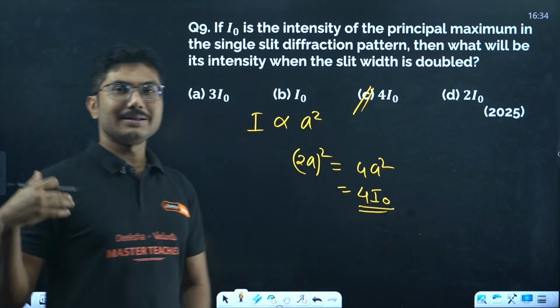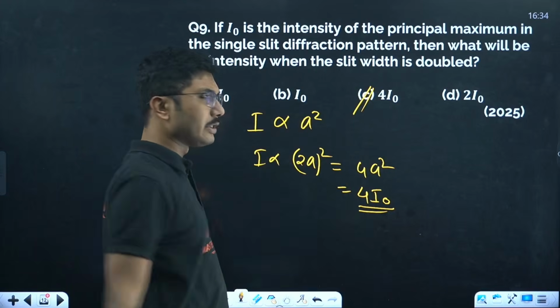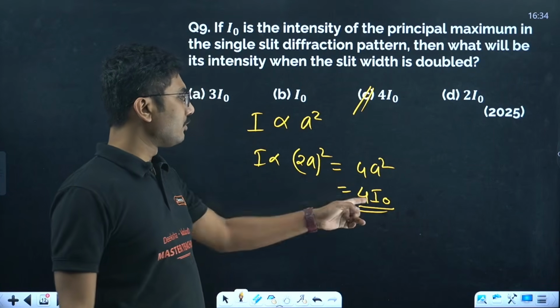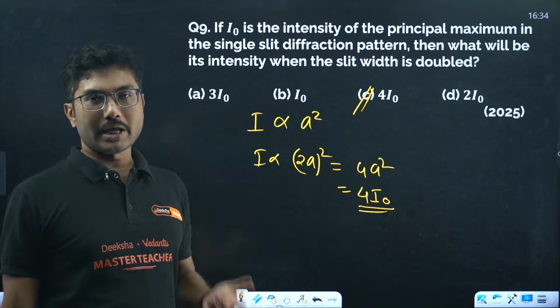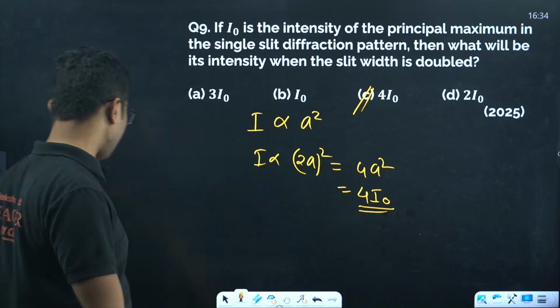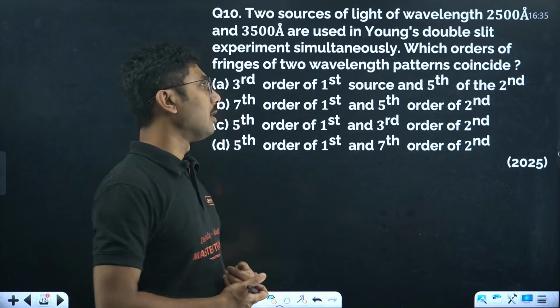So if you double the slit width, the new intensity will be proportional to this. The proportionality constant is the same, so that means it will be equal to 4 I naught. So if you double it, it will be 4 times. If you halve it, it will be 1/4 times. Okay, so again these concepts generally do not come in KCET if you are watching.